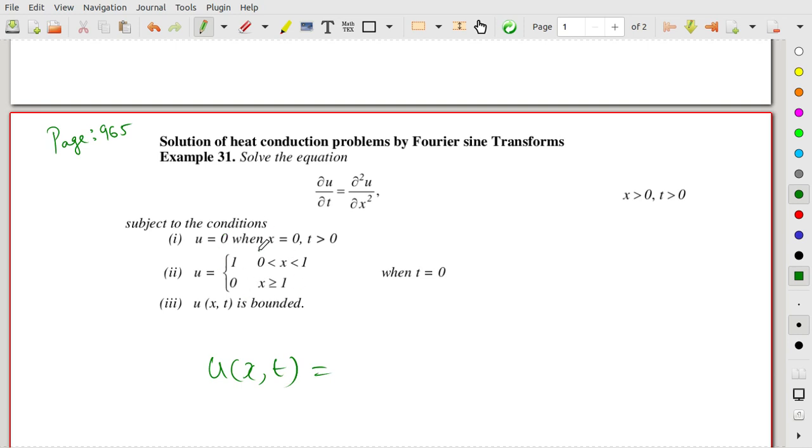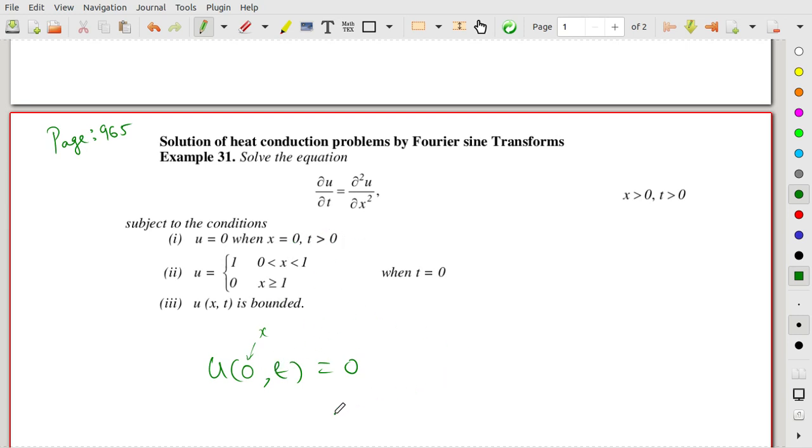So they have provided all these inputs. They have told that the value of u equals 0 when x equals 0 and t greater than 0. Therefore we can write u of 0 comma t is nothing but 0. I am writing it through this equation: u equals 0 when x equals 0 and t greater than 0, for all times.